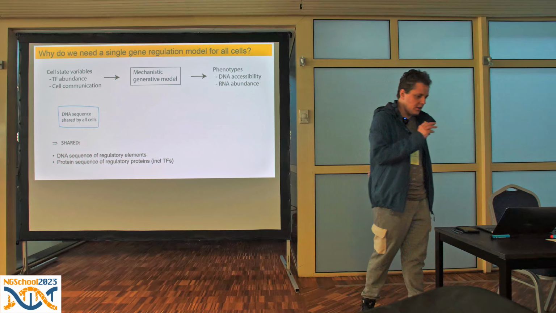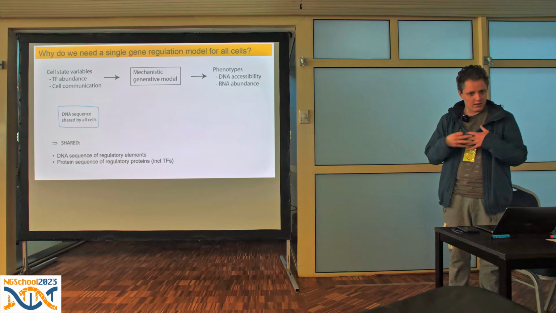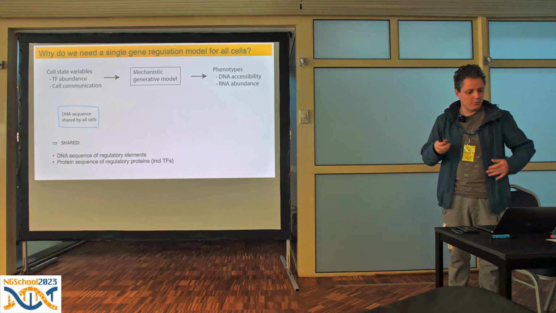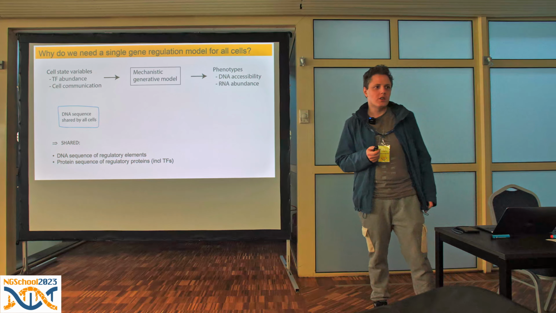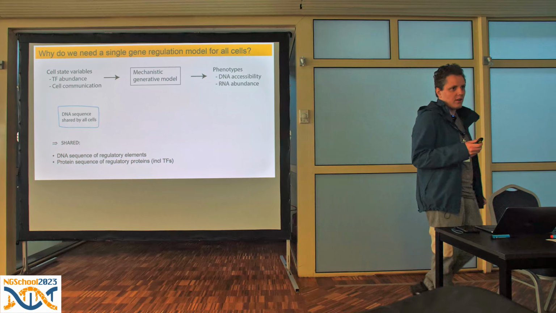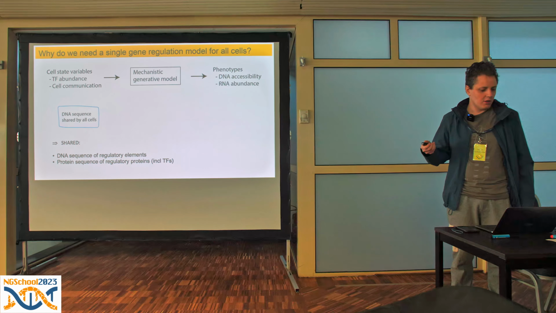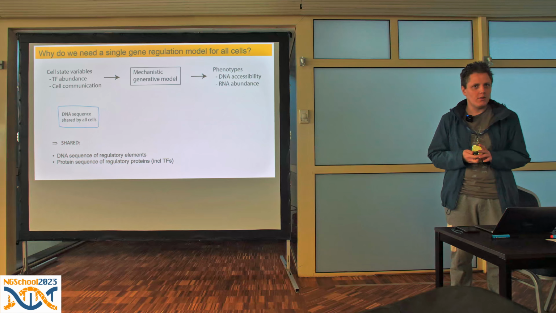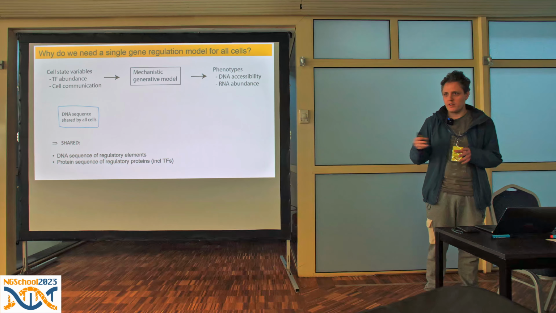I also said that we need a single model to explain all of those cell states. What we need to aim for is a whole organism atlas model. And the reason we need to do that is because DNA sequence is shared by all of those cells, with some exceptions like T cell receptor and B cell receptor editing. DNA is shared by all cells, and this means that what is shared is both the sequence of the regulatory elements as well as the sequences of regulatory proteins such as transcription factors.